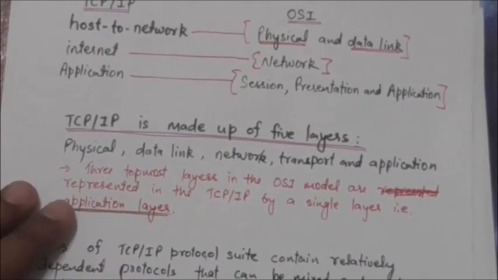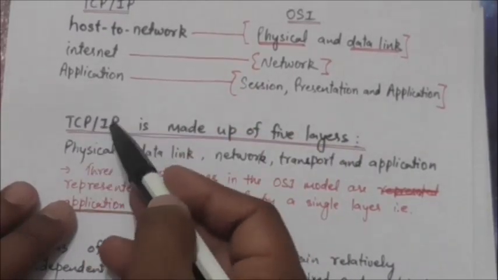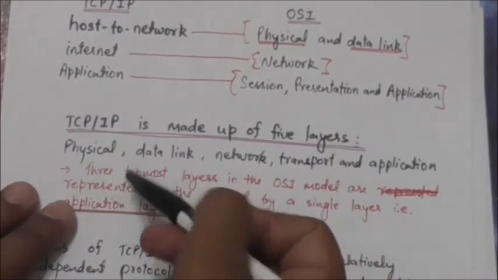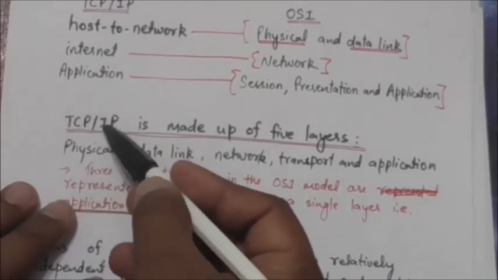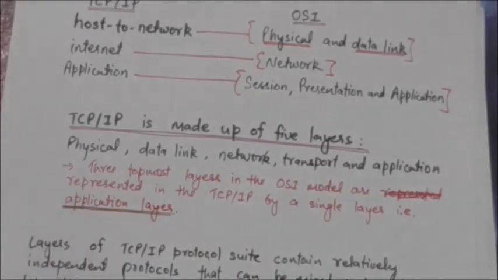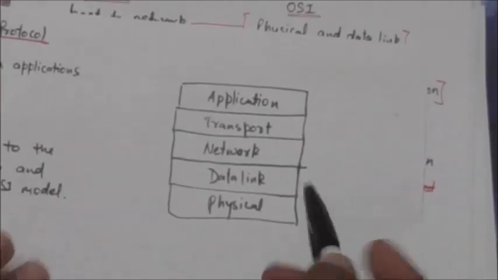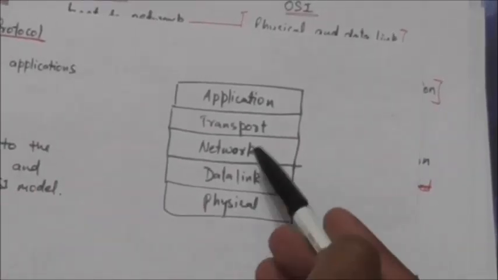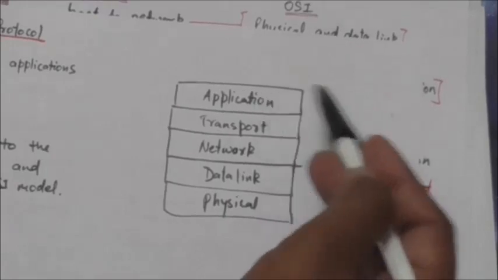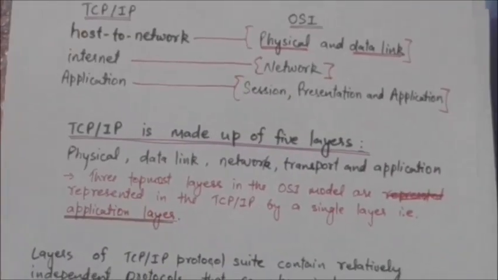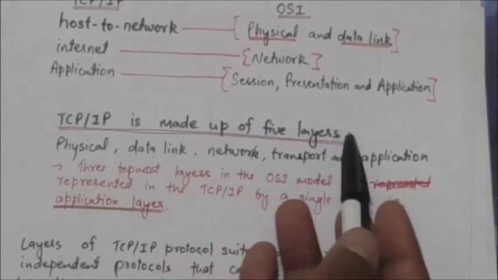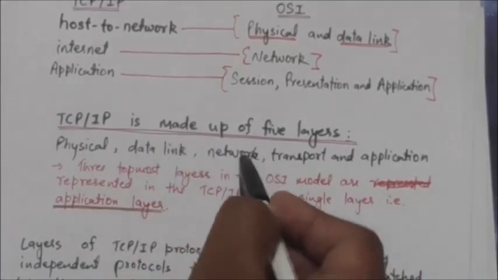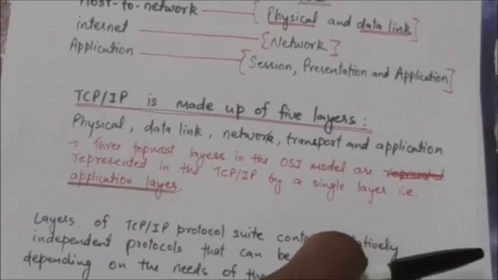Now we will assume that TCP/IP is made up of 5 layers. Actually, in most of the books you will find that it is assumed that TCP/IP is made up of 5 layers. So what are these 5 layers? These 5 layers are physical layer, data link layer, network layer, transport layer and application layer.